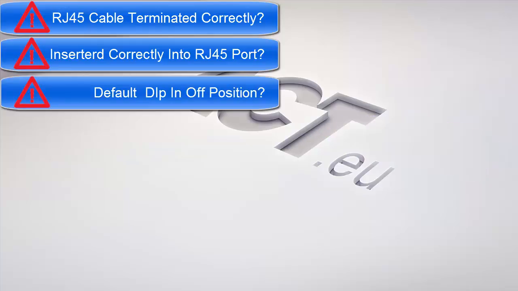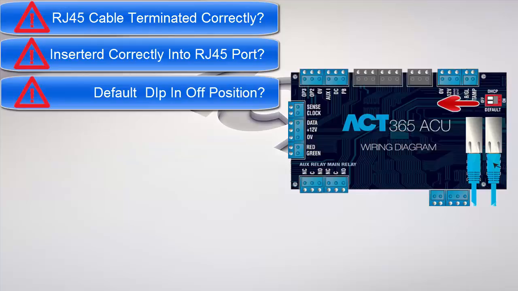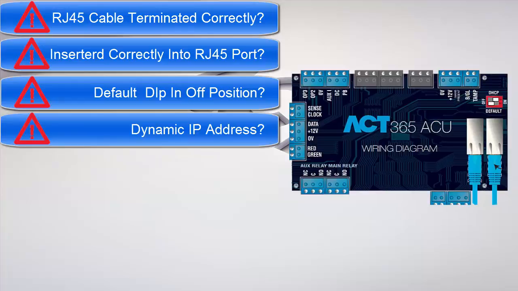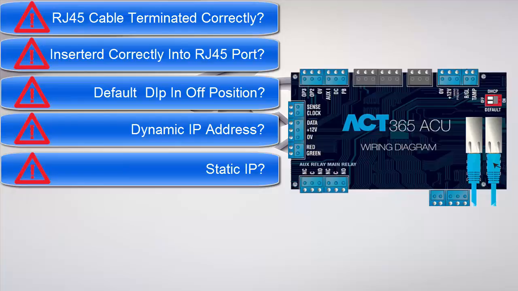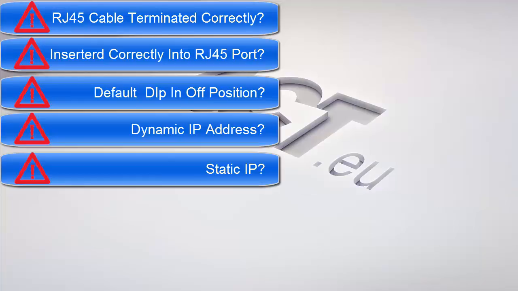Ensure that the default dip switch is pushed to the left position, the off position. It should only be in the right if defaulting. A telltale indicator is all the LEDs will be flashing. If using a dynamic IP address, ensure the dip switch is pushed to the right, the on position. If using a static IP, ensure the DHCP dip switch is to the left, the off position.